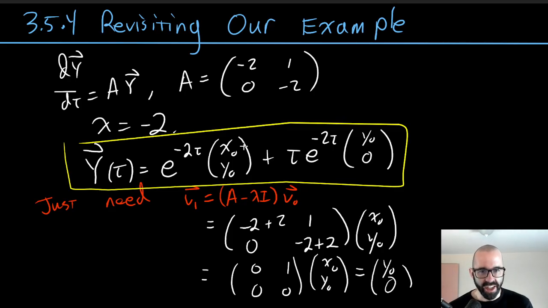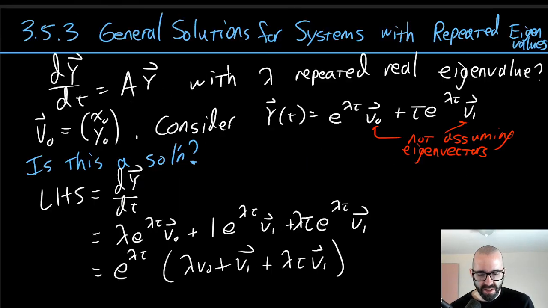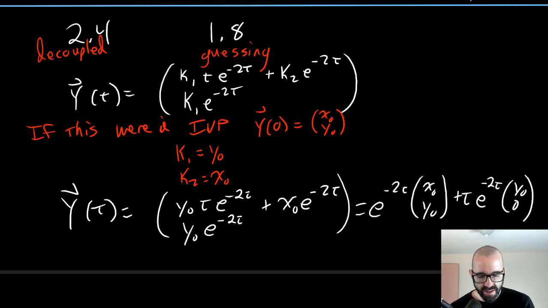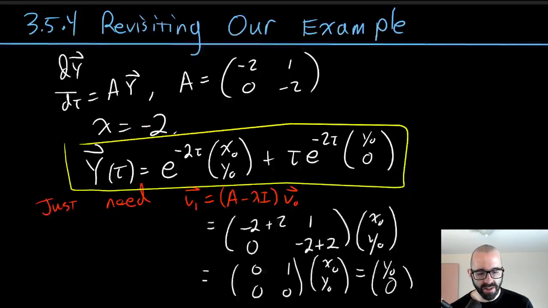That's the solution that we found 2 videos ago, right? E to the -2t times the initial condition, plus t e to the -2t times y naught, 0. That's all there is to it. So hopefully not too bad most of the time. It can get a little messier than this, maybe. We might be getting a little lucky, but it's basically always just like this. Just trust me, it's not much worse than this ever.